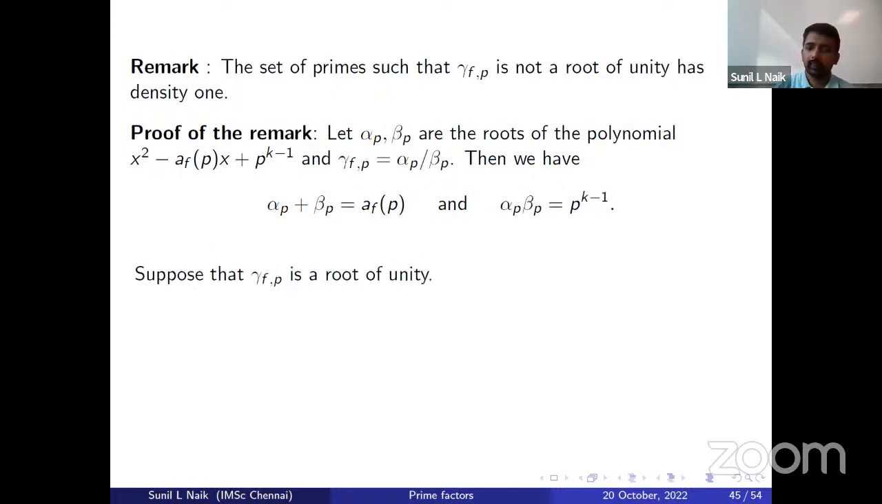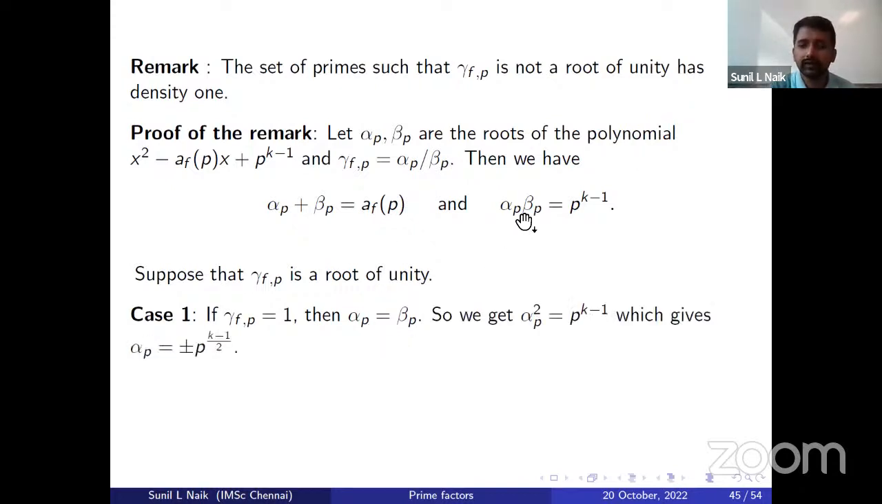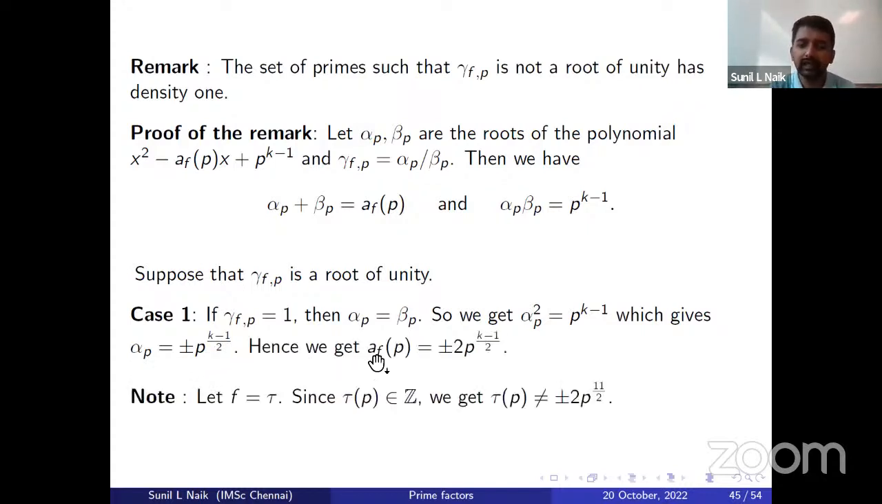So suppose gamma_f(p) is a root of unity. We divide into two cases. The first case is gamma_f(p) is equal to 1. Since gamma_f(p) is alpha_p by beta_p, this implies alpha_p is equal to beta_p. So by this expression, we get alpha_p squared is equal to p to the power k minus 1. So we get alpha_p equal to beta_p, which is equal to plus or minus p to the power (k minus 1) by 2. This gives a_f(p) is equal to plus or minus 2 times p to the power (k minus 1) by 2.